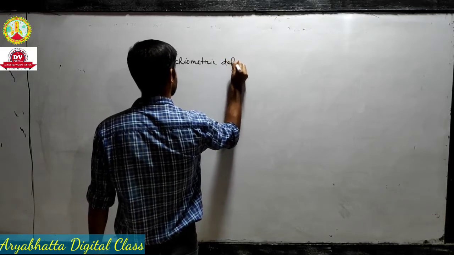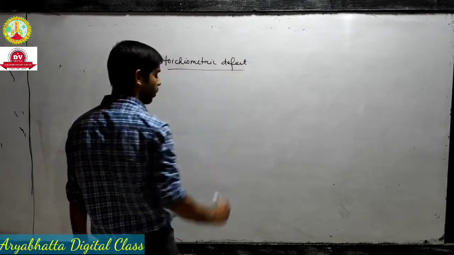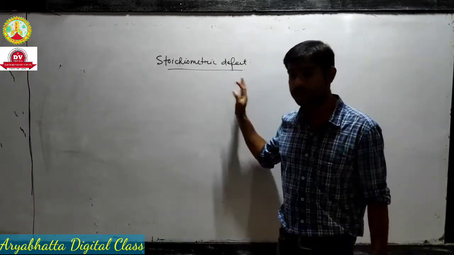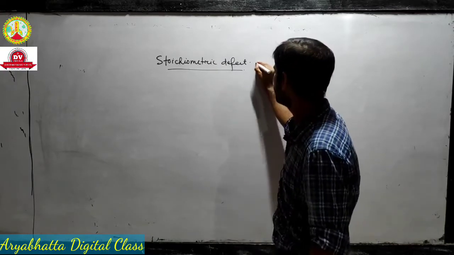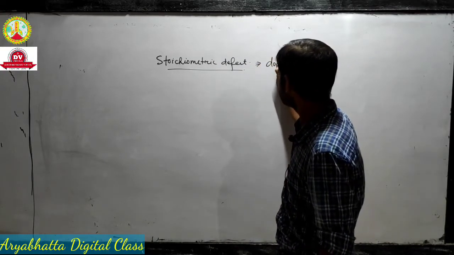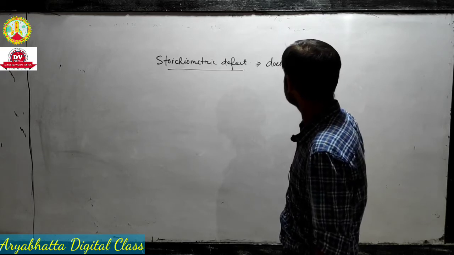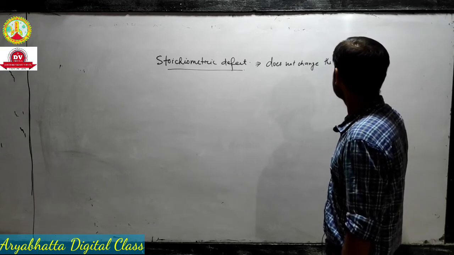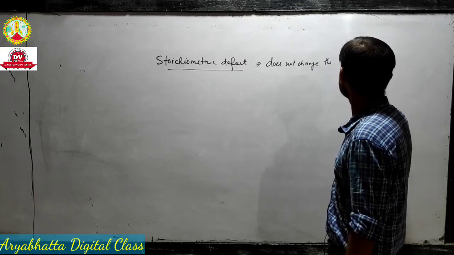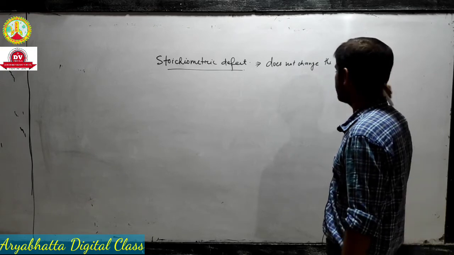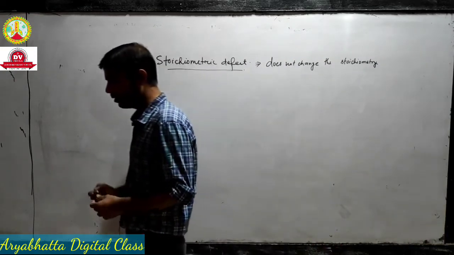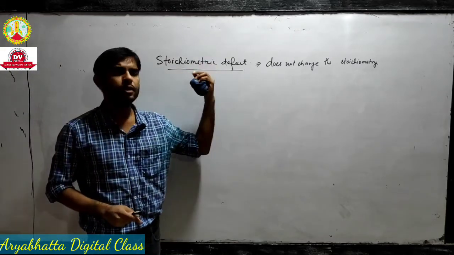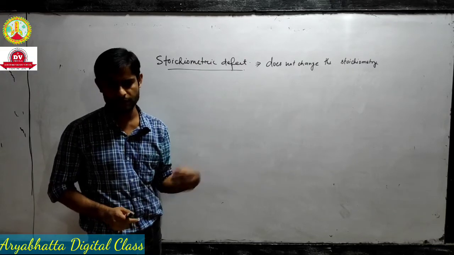Stoichiometric defects are those defects which do not change the stoichiometry of the solid. They do not change the stoichiometry of the molecule. Now we will see different types of stoichiometric defects.